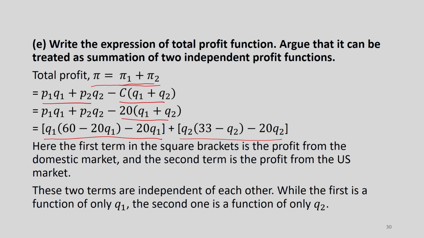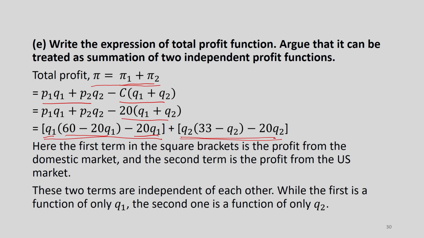Here the first term in the square brackets is the profit from the domestic market, and the second term is the profit from the US market, right. That is quite evident. This is the quantities sold in the domestic market, this is the price obtained in the domestic market, this is the cost of production for the goods sold in the domestic market, right. And these are the expressions for the foreign market. So, what we are getting here is that these two terms are independent of each other.